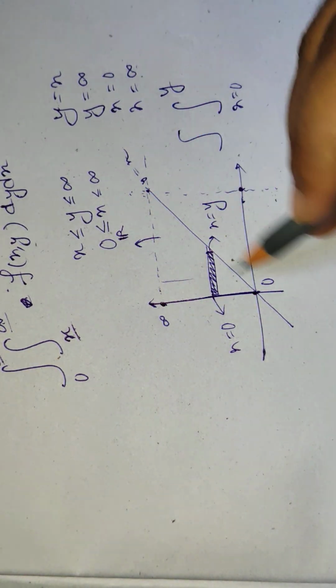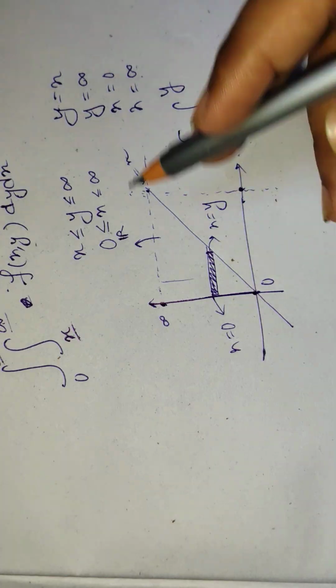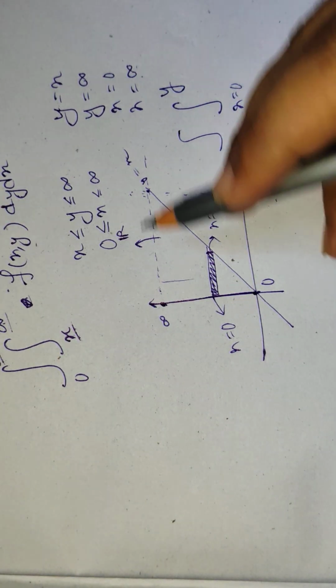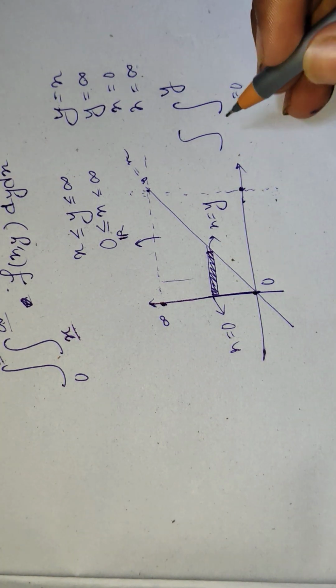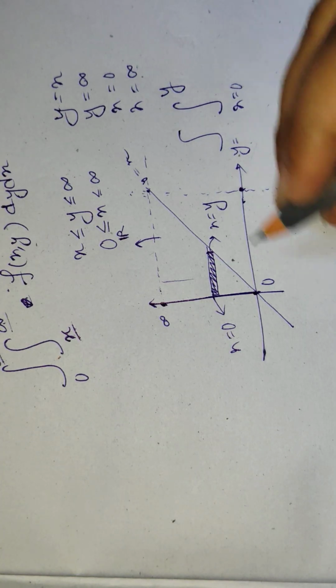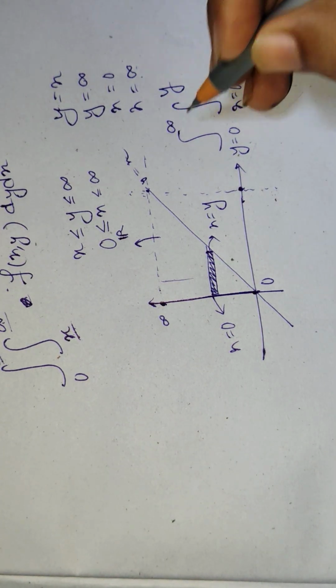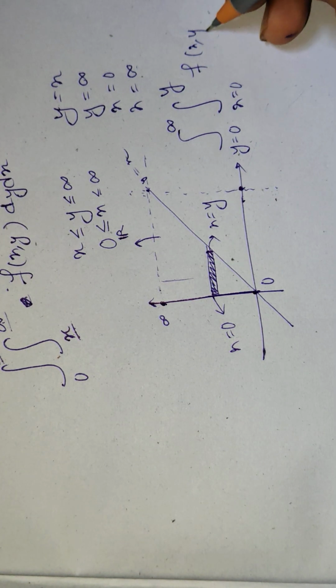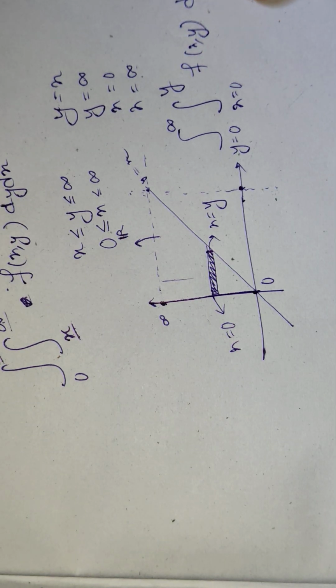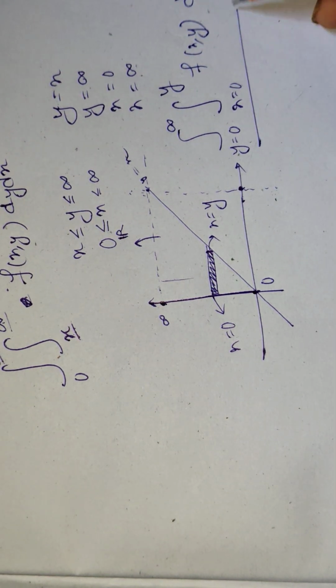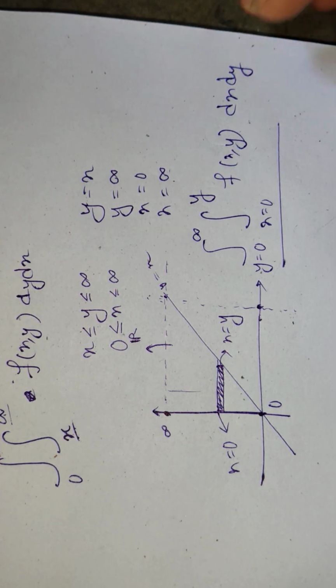Don't draw this graph properly because it's rough. You don't need to draw it properly, just a rough sketch. So the limits of y are basically 0 to infinity. This is f(x, y), and this is dx dy. Now you can see we can change the order easily. So hopefully you can understand.